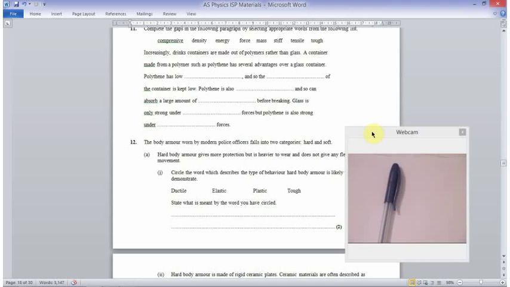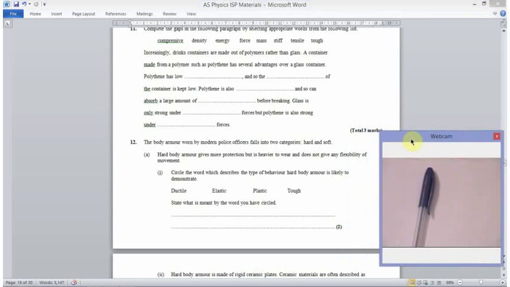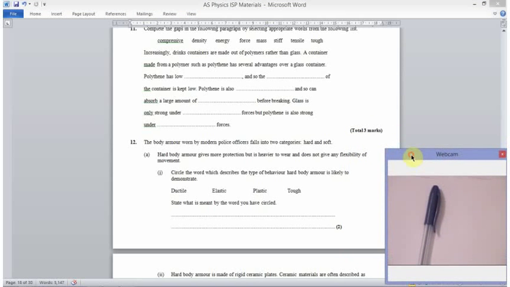Next one. Body armour can be worn by police officers in two categories, hard and soft. Hard body armour gives protection but is heavier to wear and does not give flexibility of movement. Circle the word that best describes the type of behaviour hard body armour is likely to demonstrate, and state what is meant by the word you've circled. So if it's ductile, it's going to be bent into wire, so it can't be that. If it's elastic, it's going to return to its original shape, and it can't be that.